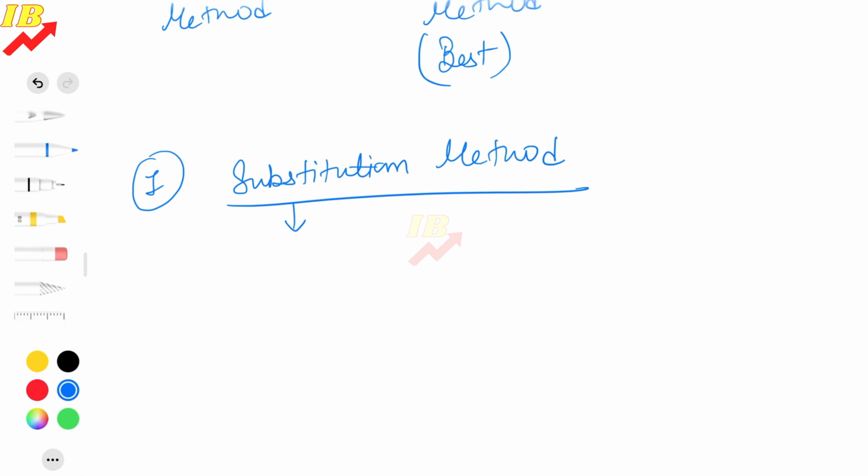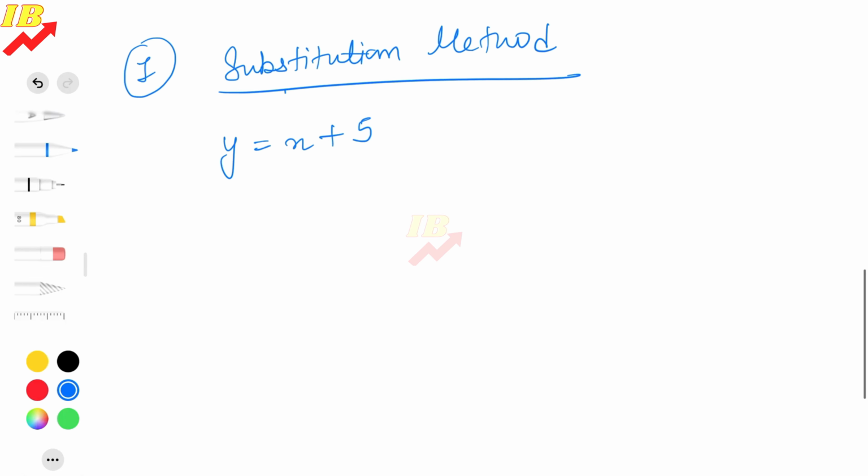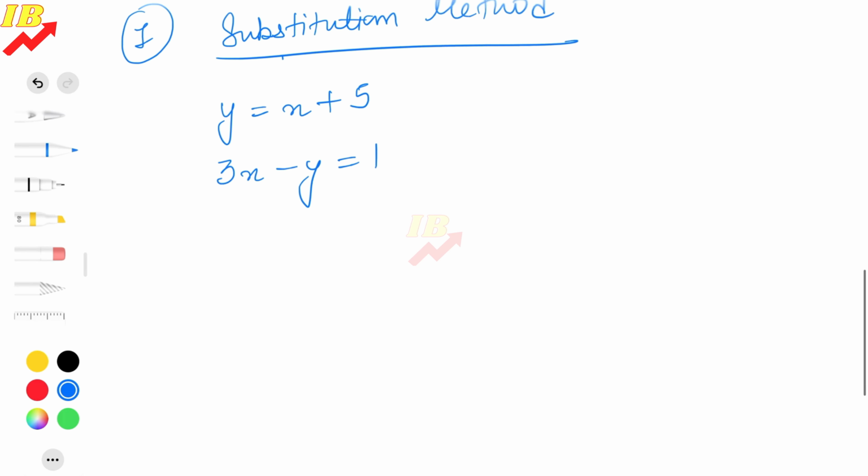So let's understand it. I'm taking an example for this, because the better way to make you understand this is by using an example. Suppose these two equations are given to you, right? So how do we solve it now? See, y is automatically equal to something, right? So this is your first equation and this is your second equation.